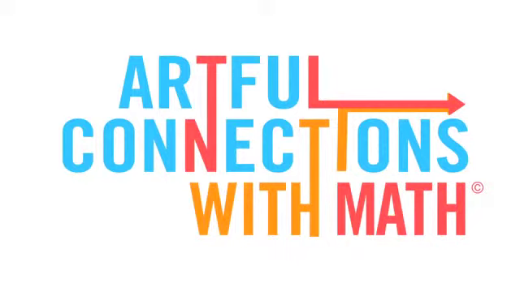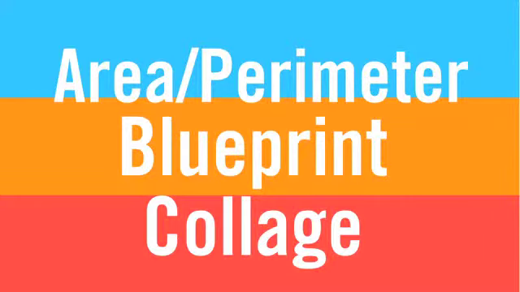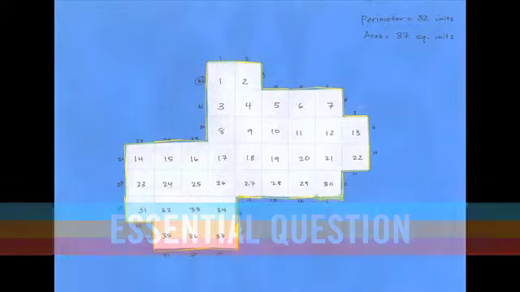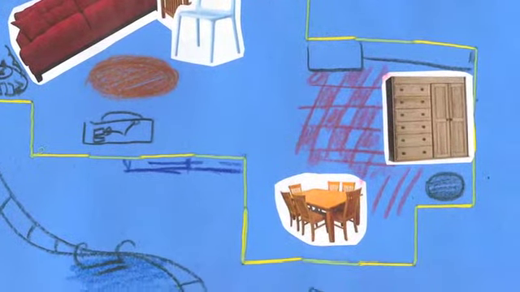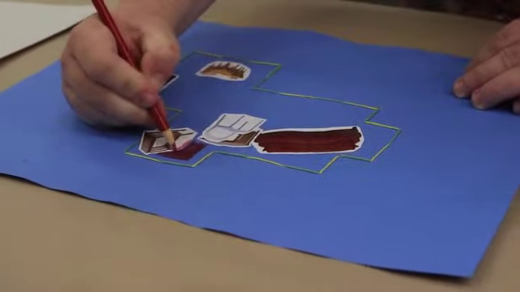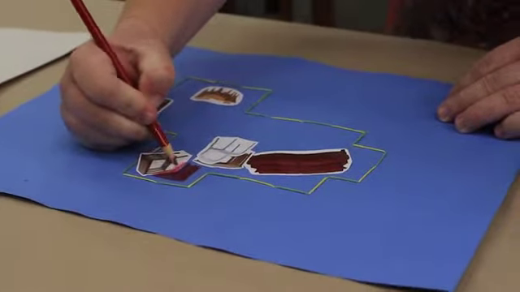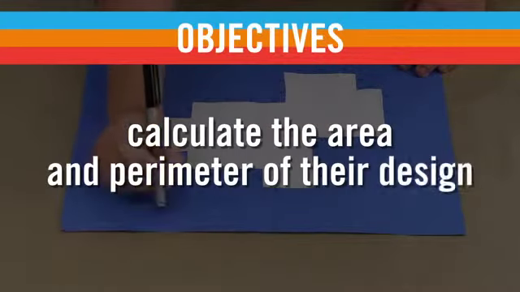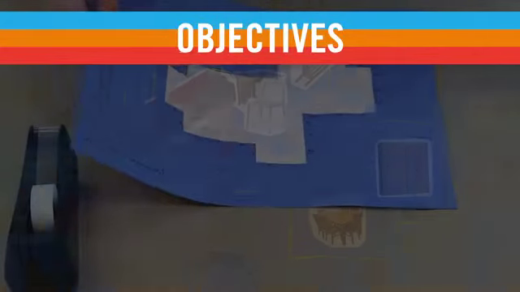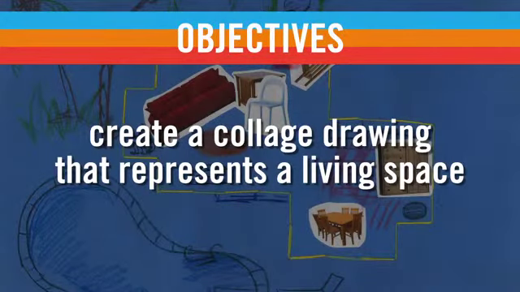Welcome to Artful Connections with Math, Area Perimeter Blueprint Collage. How do we use math and art to represent our living spaces? This lesson's goal is for students to create a floor plan collage, using graph paper to calculate area and sewing with embroidery floss to calculate perimeter. Over the course of this lesson that we have broken down into 2 90-minute sessions, your third grade students will be able to calculate the area and perimeter of their design, sew with embroidery floss, and create a collage drawing that represents a living space.